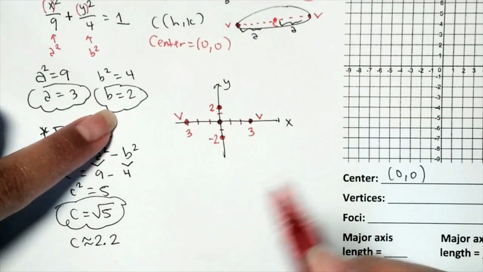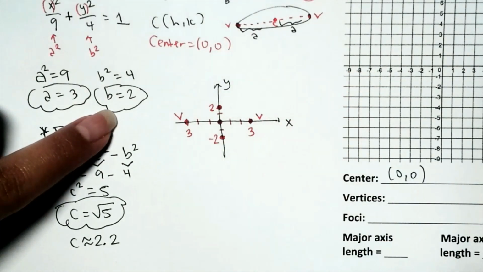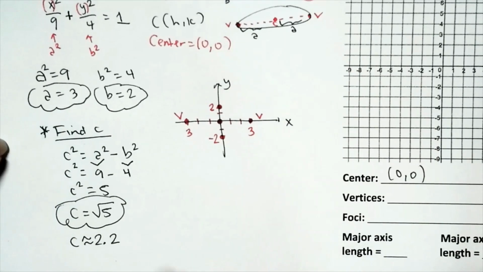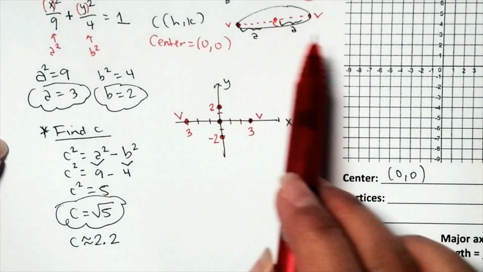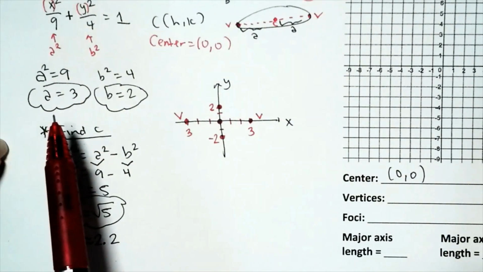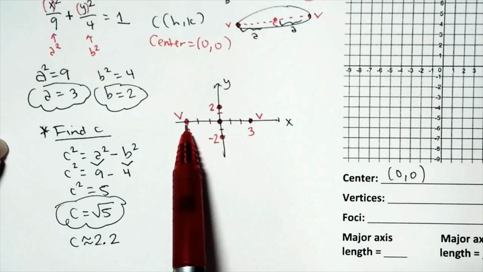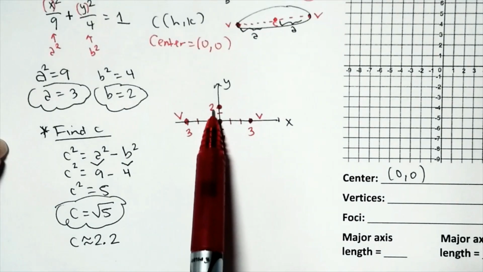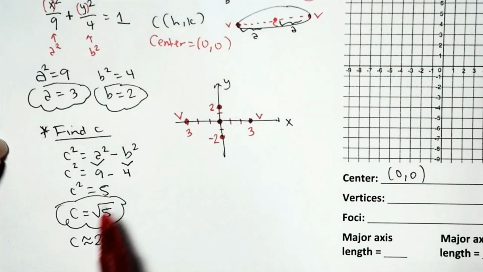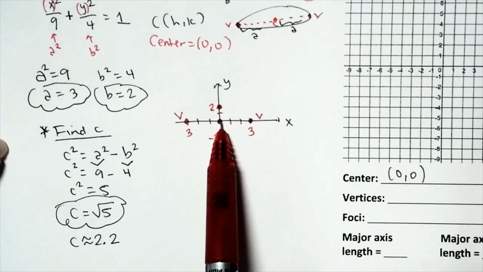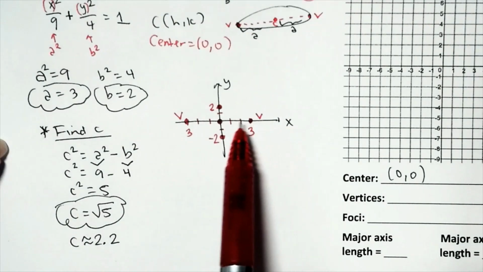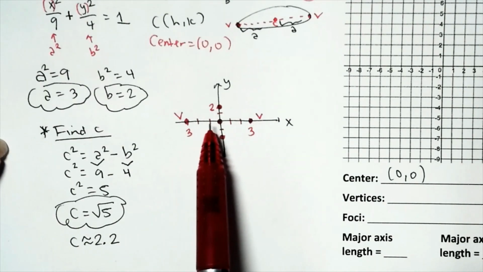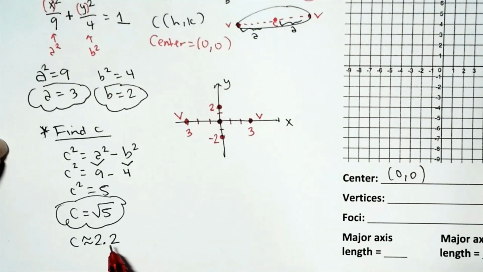And again, you can memorize the formulas, but if you want to make things a little bit easier for you, just remember what A, B, and C represent. Whether we have a horizontal or a vertical ellipse, A represents the distance from the center to the vertex, or one of the vertices. B represents the distance from the center to one of the endpoints on the minor axis, and C represents the distance from the center to one of the foci. Now, let's go ahead and do this.